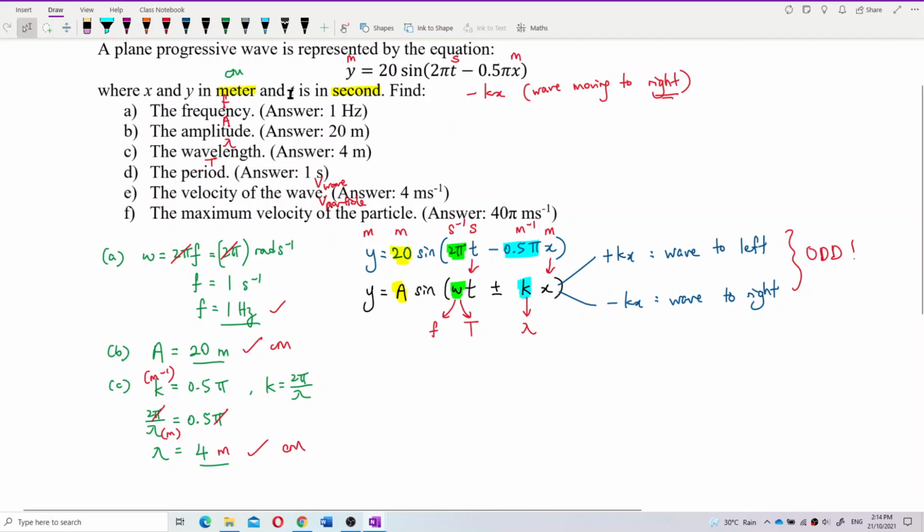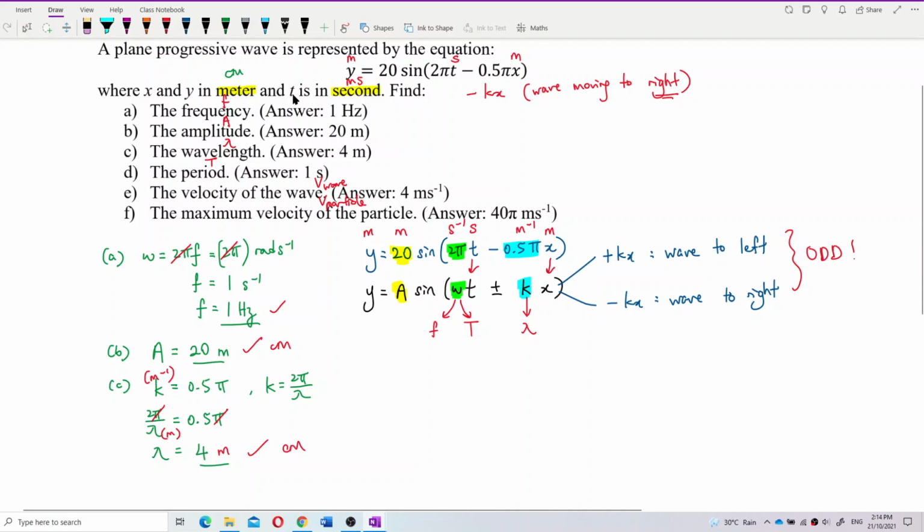Also, the time is very important. Is it in second or millisecond? Sometimes he will say time in millisecond. Then your period will be in millisecond. So be careful with all the units.